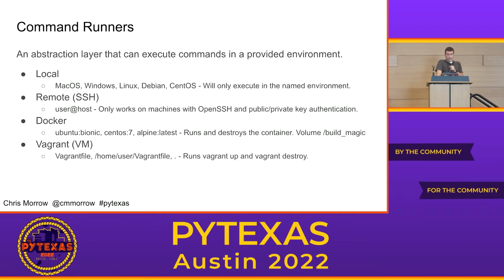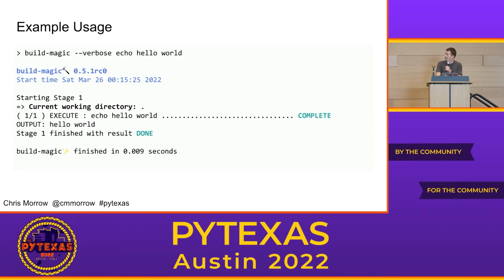There is the Docker runner. So you can specify a Docker image that you want to run all your commands inside. And Build Magic handles binding the volume and then doing Docker run and then tearing it down when it's done. And then last, you can run all your commands inside a virtual machine using Vagrant, if people still use Vagrant. So there you just specify the path to a Vagrantfile, and Build Magic will run vagrant up and then vagrant destroy for you.